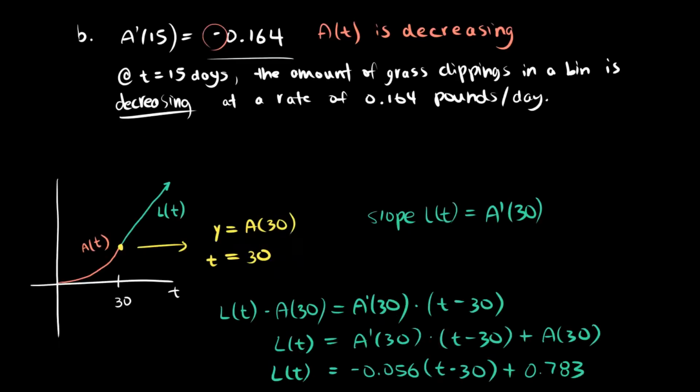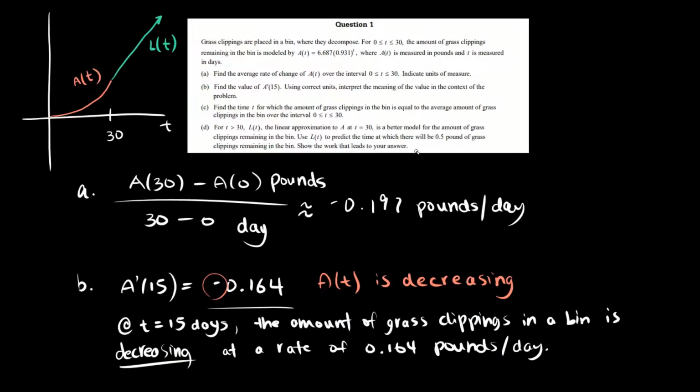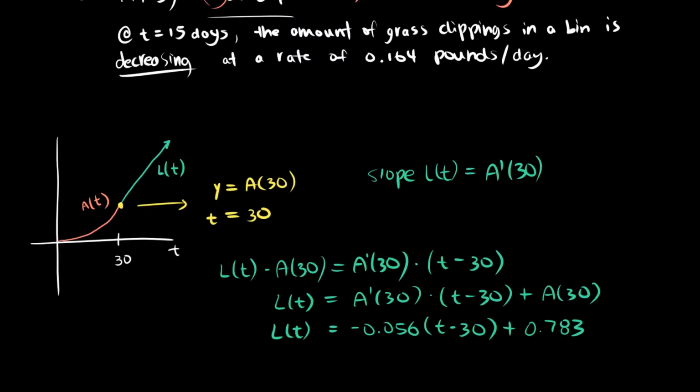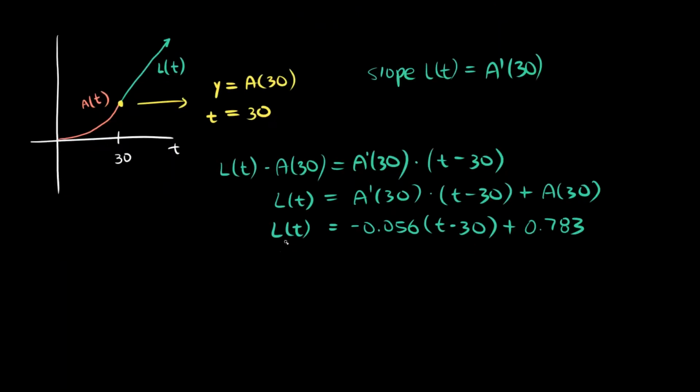The question wanted us to find when the amount of grass clippings is 0.5 pounds. In other words, the question is asking us, when does L of t equal 0.5? So we set 0.5 equal to this quantity here.